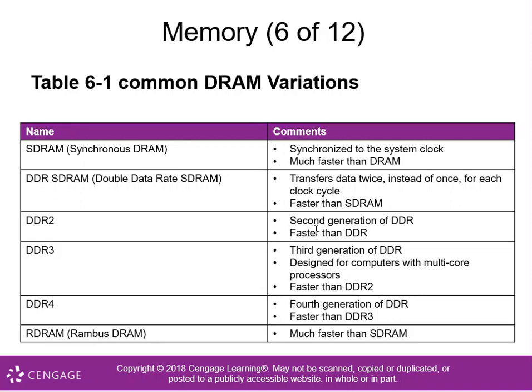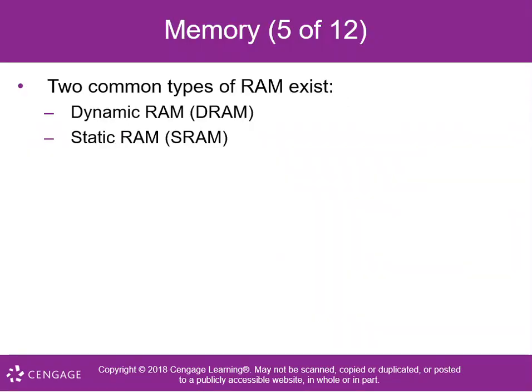Then DDR2, second generation of DDR, faster than DDR. DDR3, third generation of DDR, designed for computers with multi-core processors, of course faster than DDR2. DDR4, fourth generation, faster of course. Bila semakin tinggi dia punya number ni, generation dia lebih menunjukkan dia punya generation. And RDRAM, RAM bus DRAM, much faster than SDRAM. Okey, apa beza dynamic RAM dan static RAM? Okey, secara generalnya, static RAM is a memory chip that is faster and use less power than DRAM. Okey, DRAM is a memory chip that can hold more data than static RAM but requires more power.